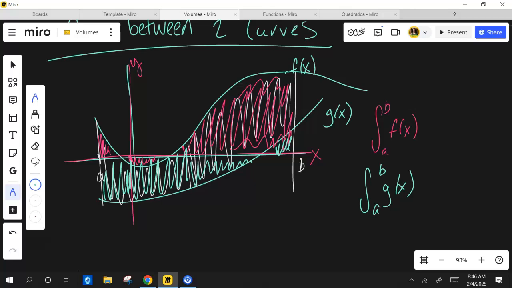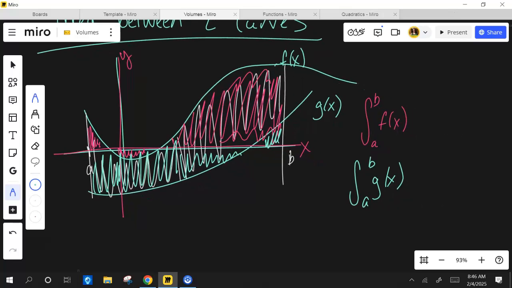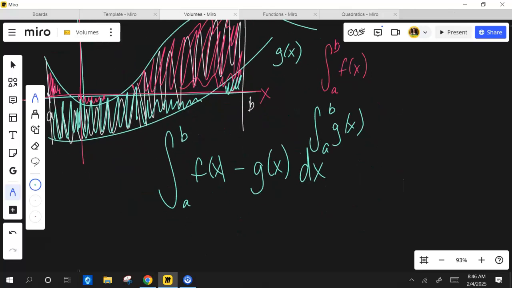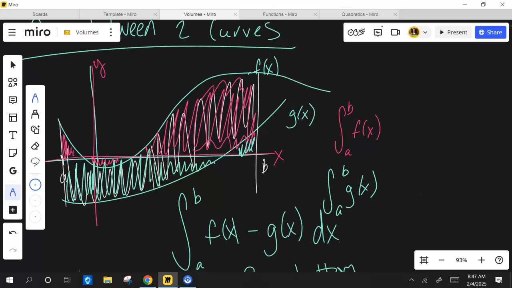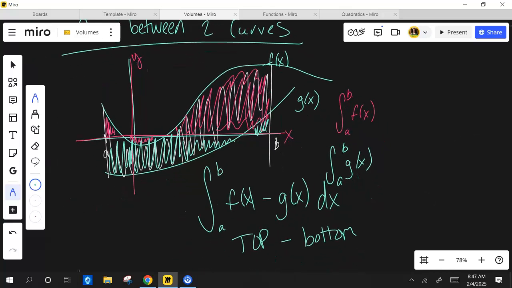The point of the matter is to find the area between just the two curves. What you're going to have to do is the integral from a to b, and I'm going to subtract them. It's f of x minus g of x. It's always, always, always top minus bottom, because g of x is the bottom function, f of x is the top function. It's always the integral of the top function minus the bottom function. That's it in a nutshell.